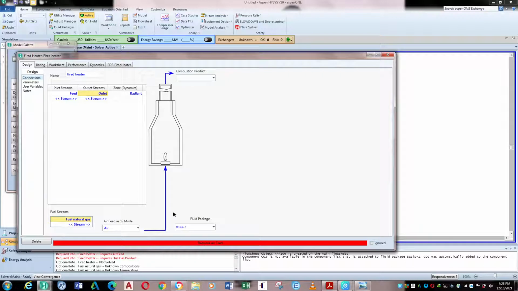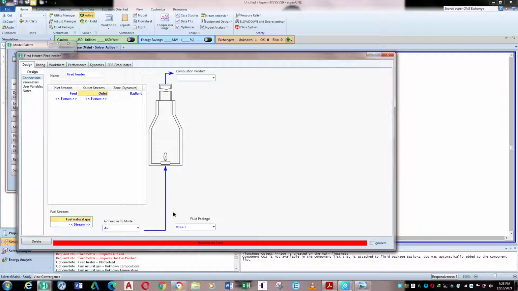Okay, so now it's time to specify the streams. So the main objective in this presentation is to determine the amount of fuel natural gas needed, the amount of air needed, and the amount of flue gas that is produced, in order to elevate the temperature of the feed stream to a specific temperature in the outlet stream.